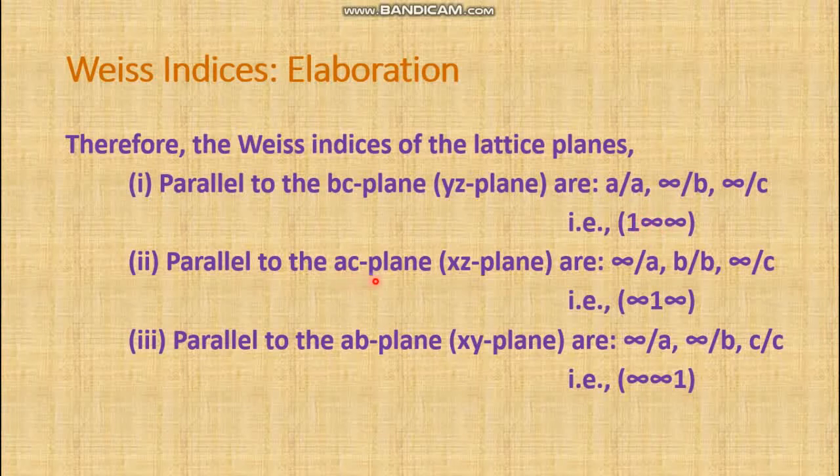Similarly, the plane which is perpendicular to the B axis, that is the XZ plane or the AC plane, should intersect the B axis at B distance, but it is parallel to the A axis and parallel to the C axis. So it should have the Weiss indices infinity, 1, infinity. Similarly, the AB plane which is perpendicular to the C axis has the Weiss indices infinity, infinity, 1.